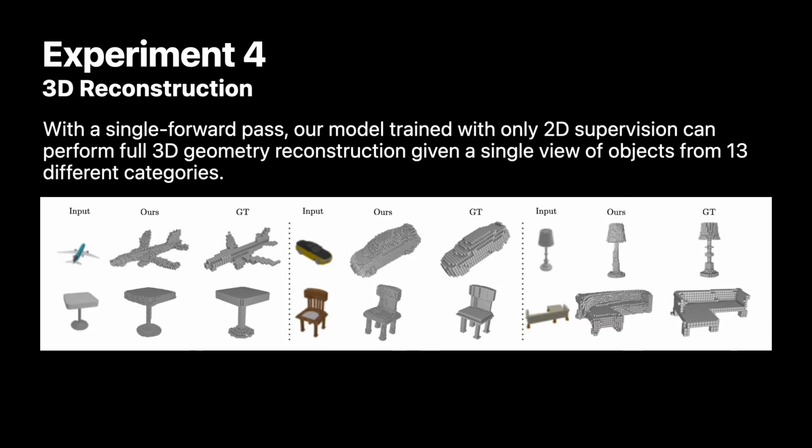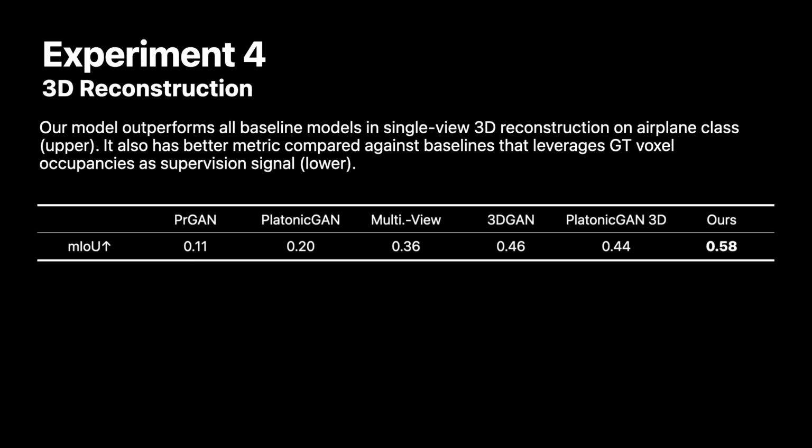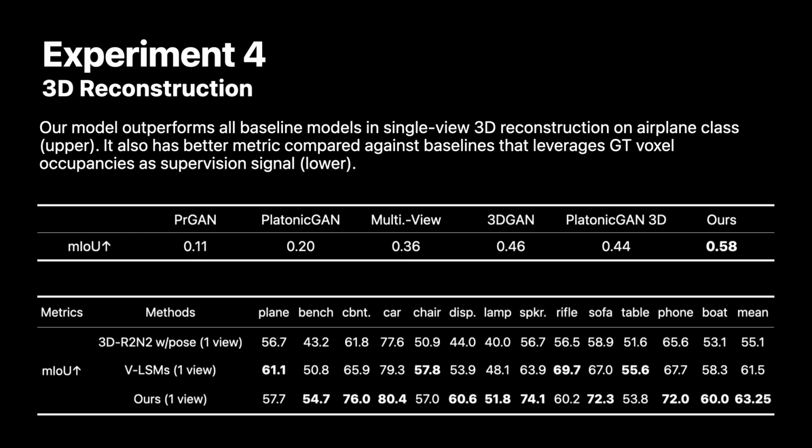In the last experiment, we evaluated the 3D reconstruction quality predicted by our model. With a single forward pass, our model trained with only 2D supervision can perform a full 3D geometry reconstruction given a single view of objects from 13 different categories. It outperformed not only directly comparable baselines on airplane classes, but also baselines trained with ground truth 3D occupancy supervision.